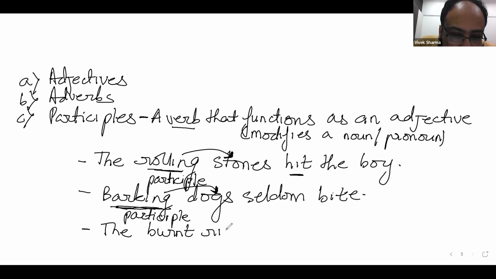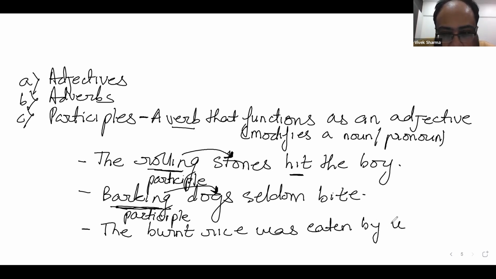The burnt rice was eaten by us. What is the participle in this sentence? Anubi, correct. Jobin, correct. Anshul, correct. Ritik, correct. The participle is burnt. And which rice was eaten by us? The burnt rice was eaten by us.